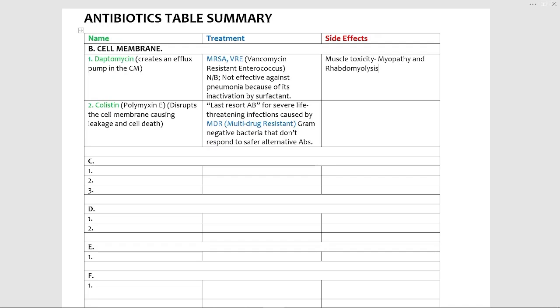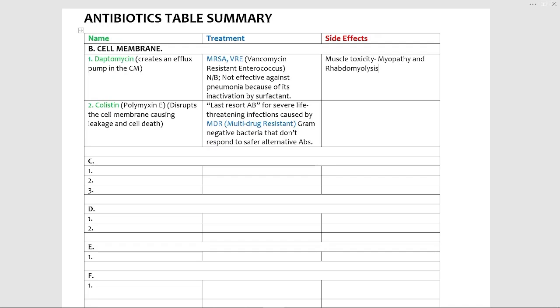So rhabdomyolysis basically is elevation of myoglobin in the bloodstream, which may interfere with the kidneys, and it's caused majorly by the breakdown of the skeletal muscle fibers. So those are the two major side effects of daptomycin. Don't forget about rhabdomyolysis and myopathy. So if the client is under daptomycin and you see the appearance of urine is odd, tea-colored urine, then you have to stop the antibiotic and look for a better alternative.